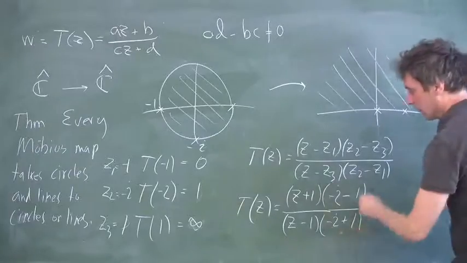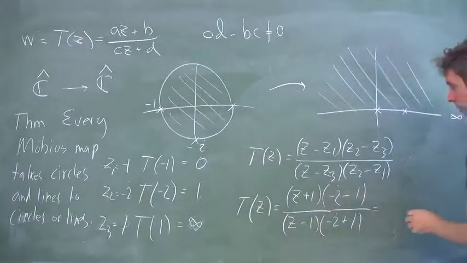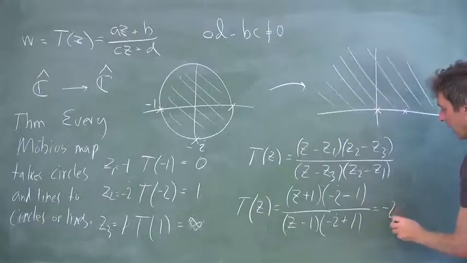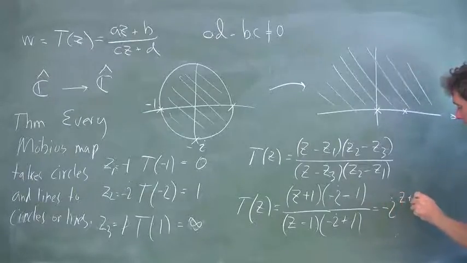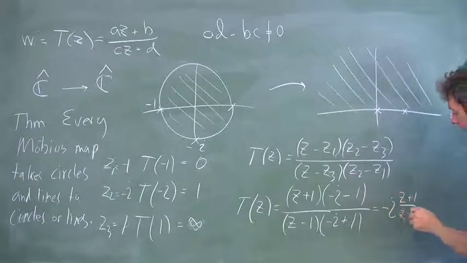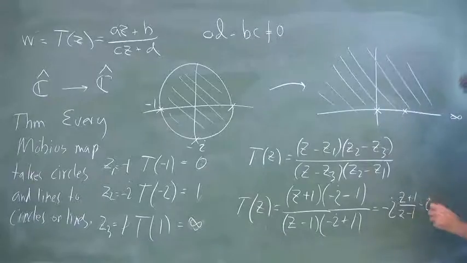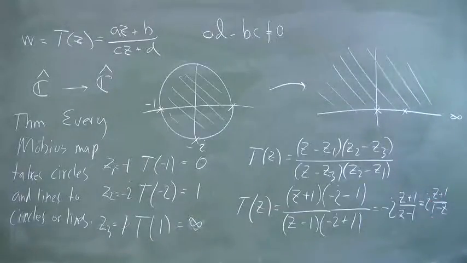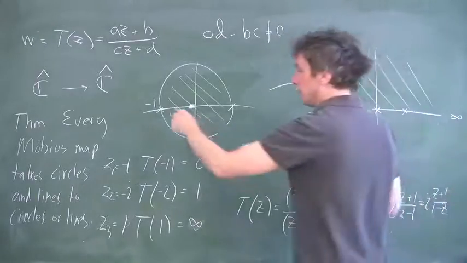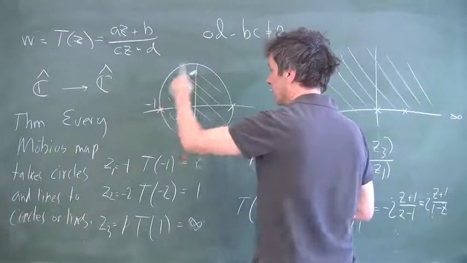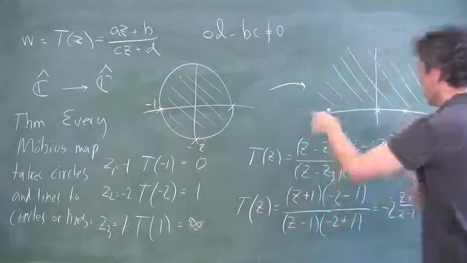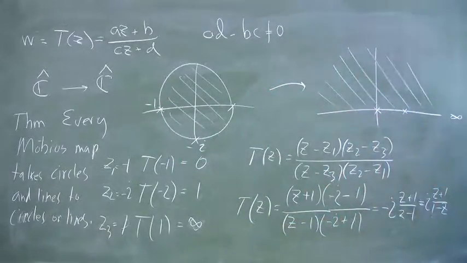And so if you just compute this expression, you will see that this will give you minus i times (z plus 1) divided by (z minus 1), or if you like, i times (z plus 1) divided by (1 minus z). So this is obviously a Möbius transformation, and we know that it maps this circle onto the real axis.